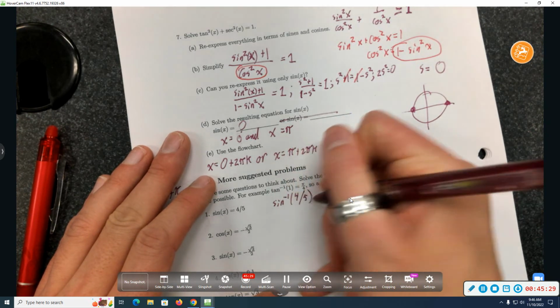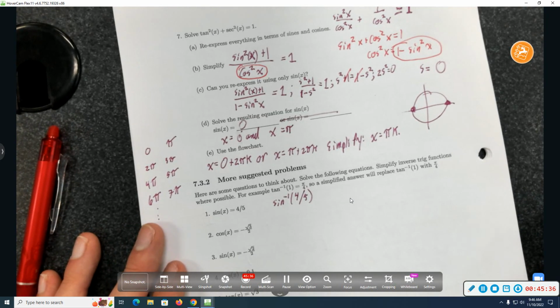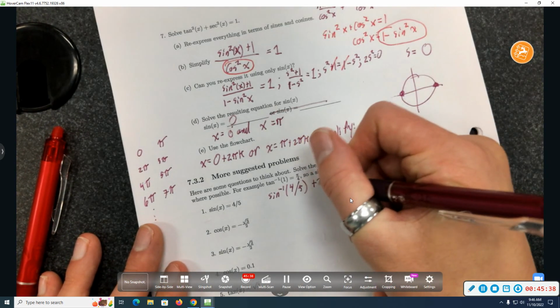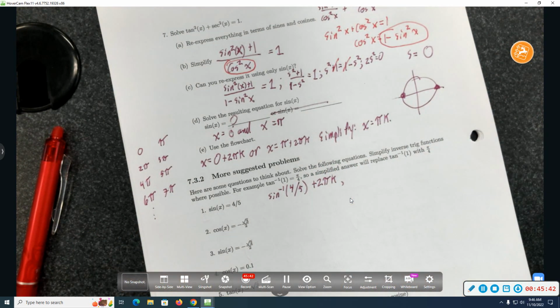You should always be a little bit concerned if 4/5 is bigger than 1, because then there would be no solutions, but it's not. That's 0.8. So there's one solution. You can get infinitely many by doing that. How do you get the other half of the solution? Not add pi, slightly different from that.